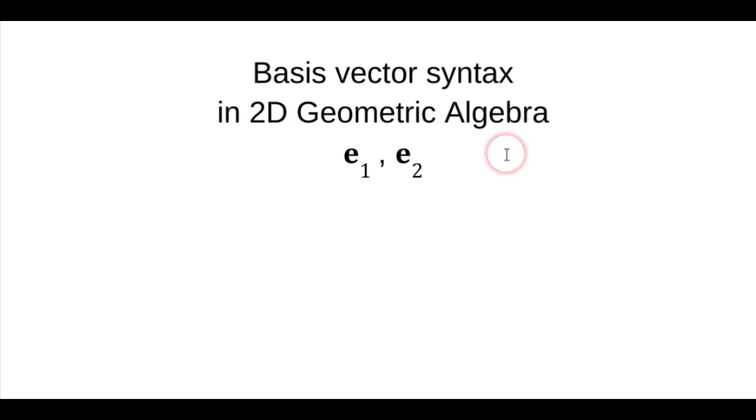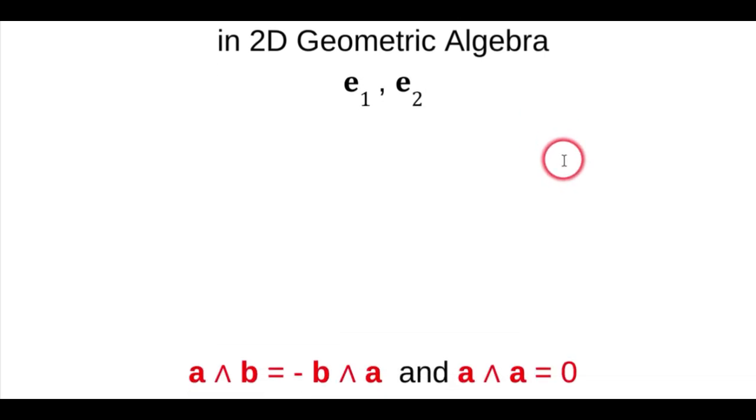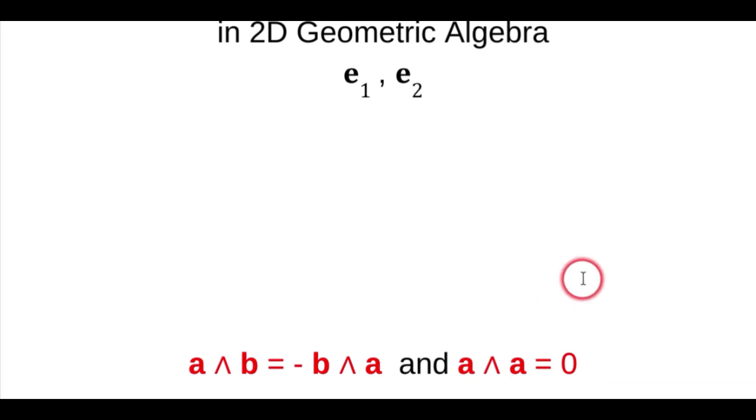This basis vector syntax in geometric algebra is very unique and it's a lot of fun. We're only going to do it in two dimensions to start with, okay? And so we've got to remember the rules at all times. A wedge B equals minus B wedge A, and any vector wedge with itself is zero.